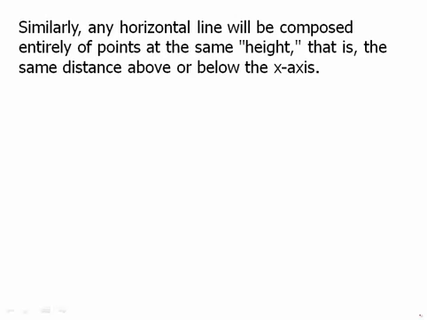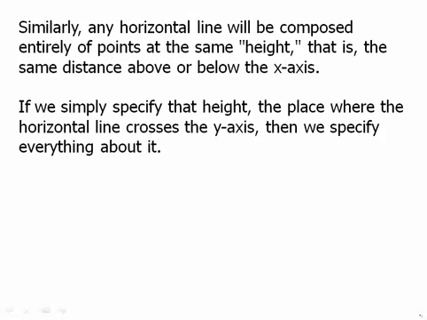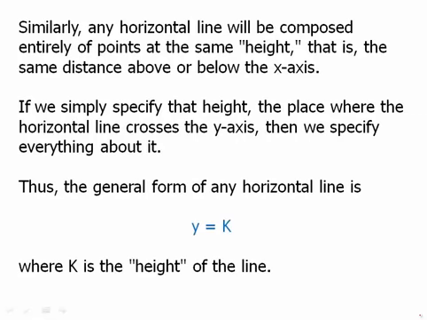Another way to think about this, any horizontal line will be composed entirely of points at the same height. That is, the same distance above or below the x-axis. If we simply specify that height, the place where the horizontal line crosses the y-axis, then we specify everything about it. Thus, the general form of the horizontal line is y equals k, where k is the height of the line. And k would also be the exact point on the y-axis where the line crosses the y-axis. We call that the y-intercept. We'll be talking about that more in upcoming videos.